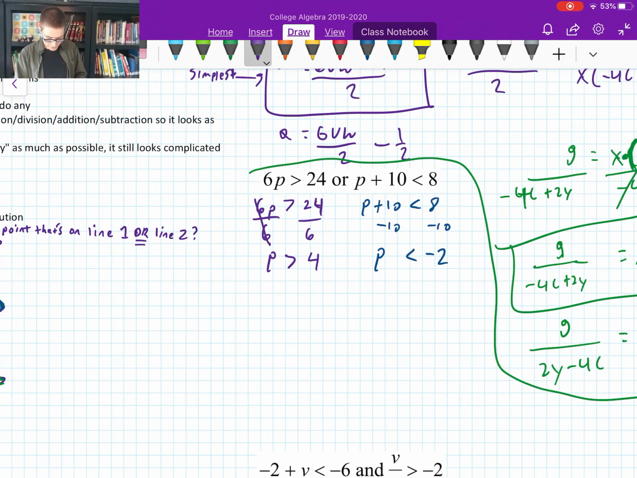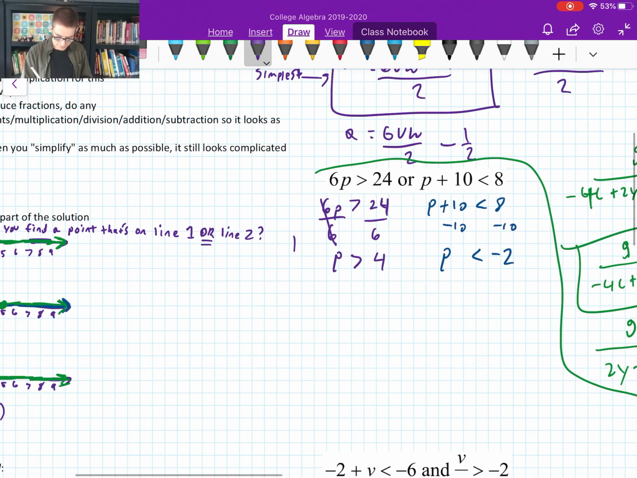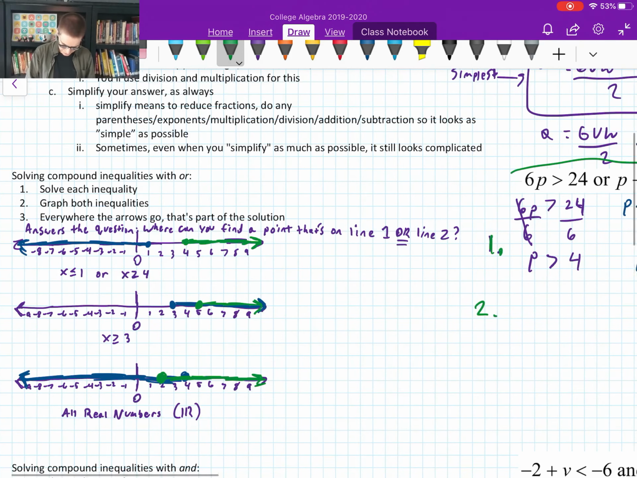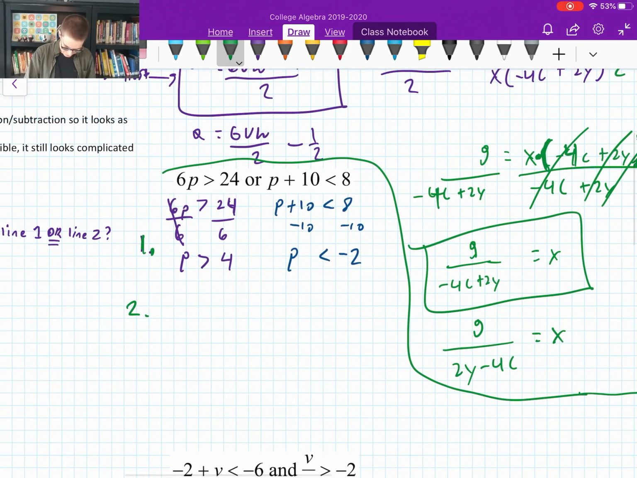All right, now that we've done that, that was step 1. Step 2. Actually, let's use green to make it clear that we're doing distinct steps. Let's not make it purple because that might be confusing. Then we're going to graph both inequalities so we can see what's going on here. Let's make a graph just like this. This is 0, negative 1, negative 2, negative 3, negative 4, 1, 2, 3, 4.